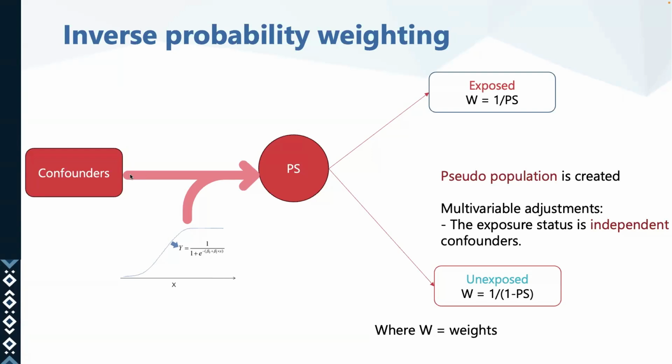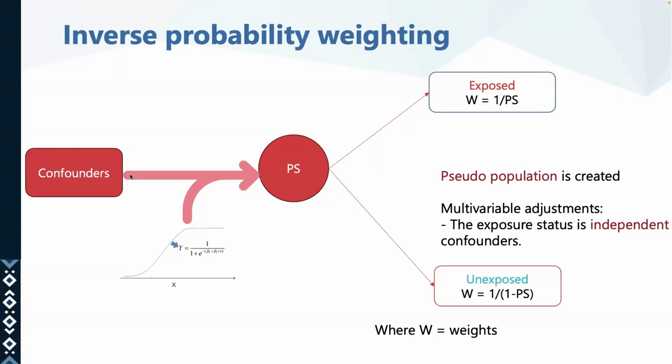And then now you'll be getting the weight. So the notion of the inverse probability weighting comes from this: you take the probability you calculate for somebody to be in a particular group, so that is the treatment group or the exposed group. You take the inverse of that, and that is the weight.